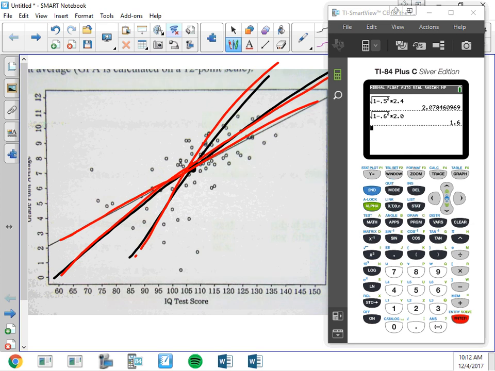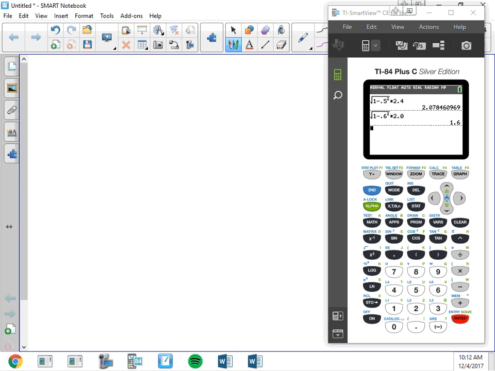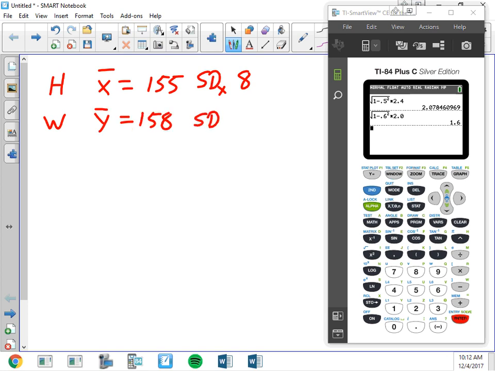Okay, next page. So we have Chinese women. Heights: X bar is 155, SDX is 8. And wingspan: Y bar is 158, and SDY is 6. A woman has a height of 140 centimeters. What is her percentile rank?